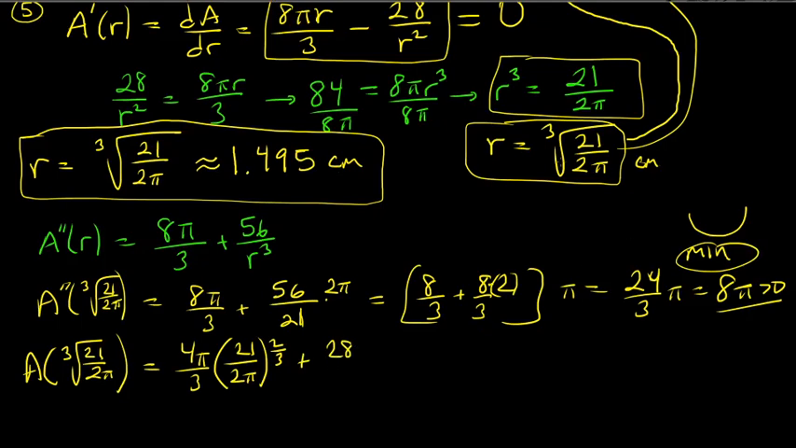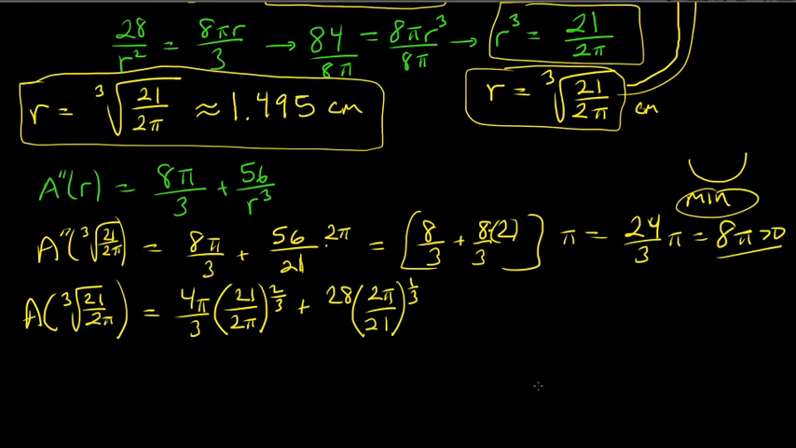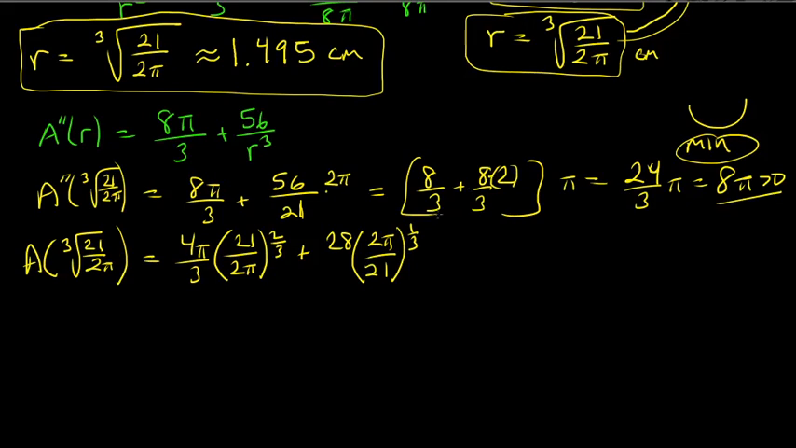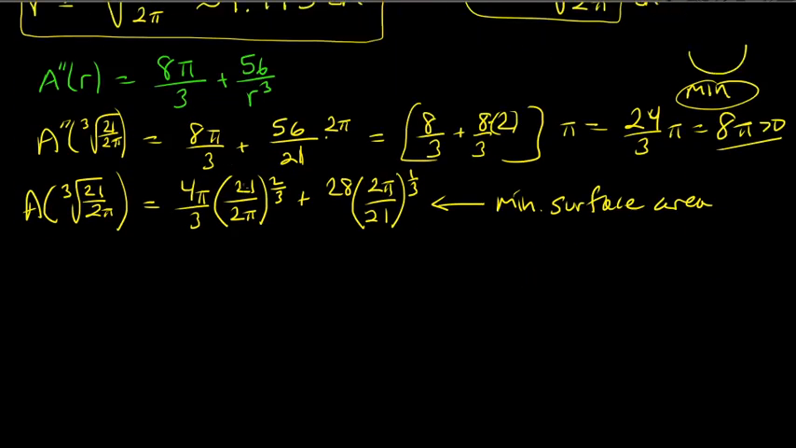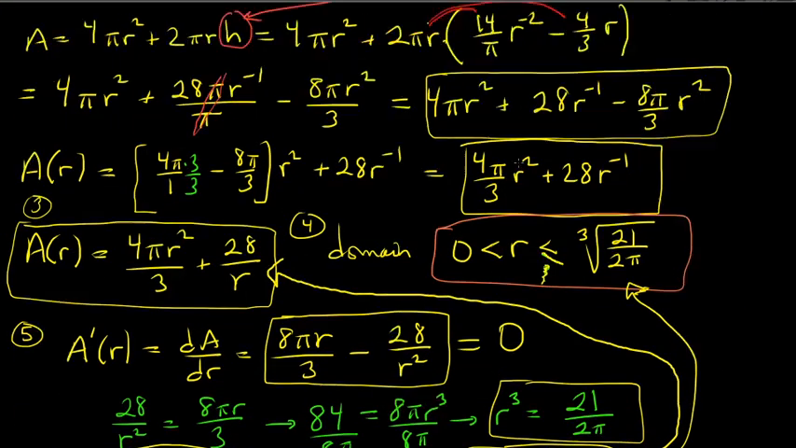So if you divide by r, you multiply by the reciprocal. So that's going to be 28 times 2 pi over 21 to the power 1/3. Right. Whatever that is, right? That gives you the minimum surface area. They did not ask for this. They just asked for the radius that gives you the minimum surface area. Okay. But now we can find it, or at least approximate it to, say, 3 decimal places. But there you go, right?